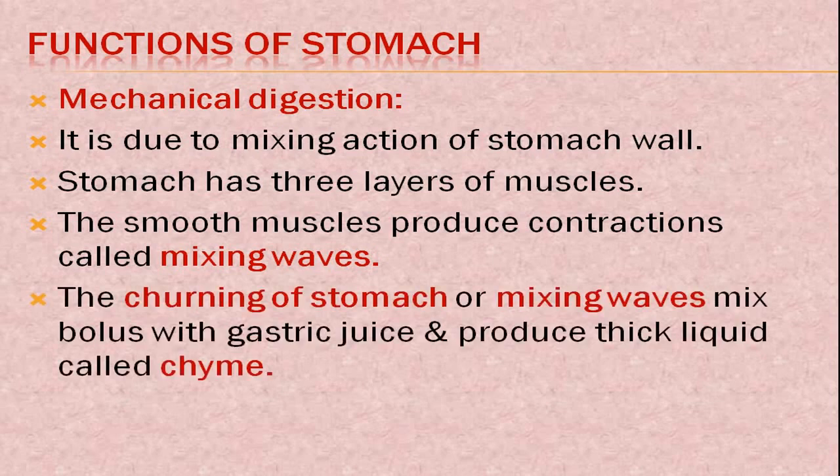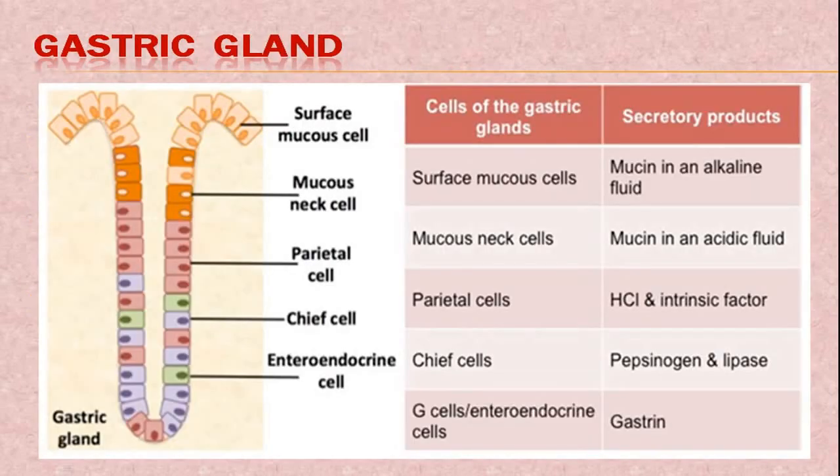These mixing waves are also called the churning of the stomach, and it mixes the bolus with the gastric juice and produces a thick liquid that is called chyme, or food is converted into a semi-liquid form which is now called chyme. Again, these are the gastric glands that secrete different parts of the gastric juice.